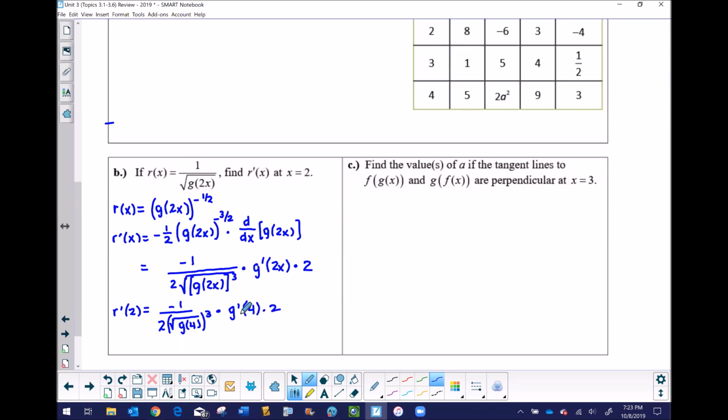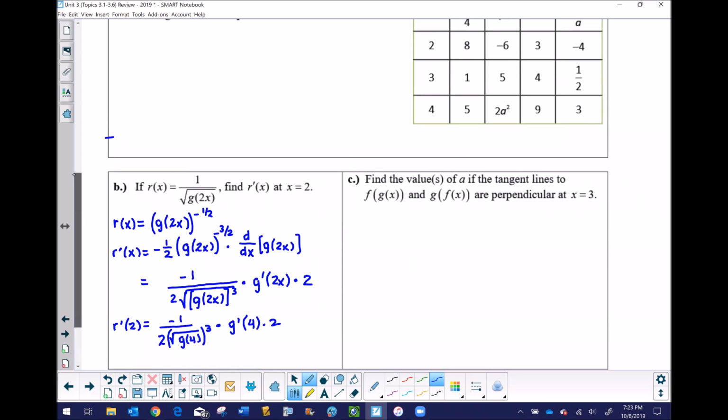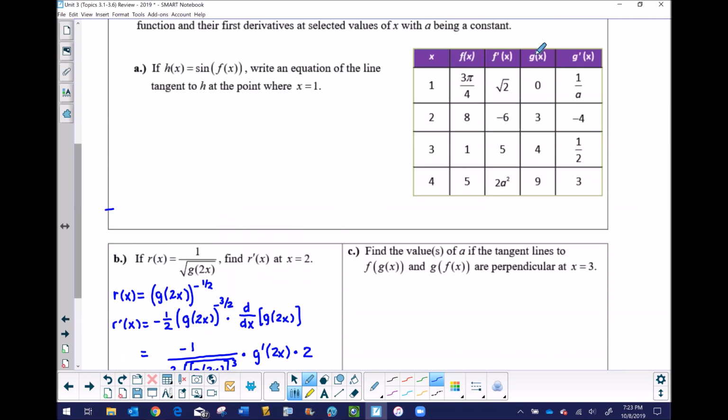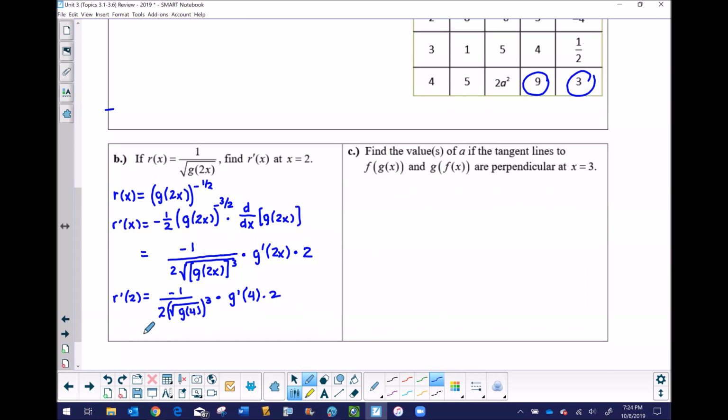So guys, it looks like we need to read 2 things from the chart. We need the g of 4 and we need the g prime of 4. So let's do those sort of respectively. The g of 4 is 9, and the g prime of 4 is 3, so that'll be fairly easy to remember. So I want a 9 here.